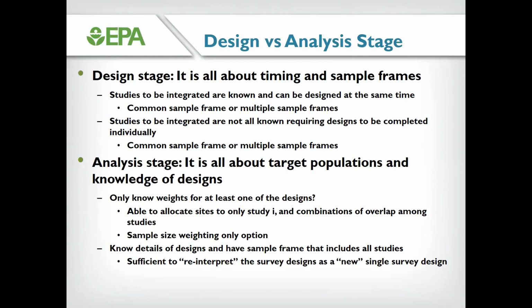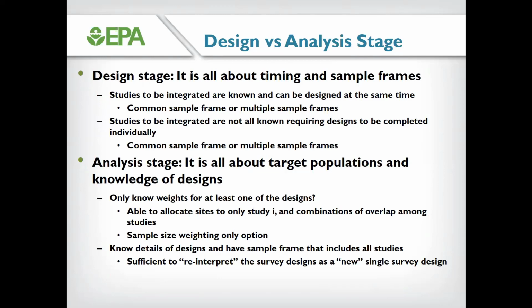If you're doing it at the analysis stage, it's all about knowing what the target populations are for each of the surveys and how much knowledge you have about the design. If you only know the weights, then combining them is, quite frankly, fairly simple. But you have to make some assumptions.